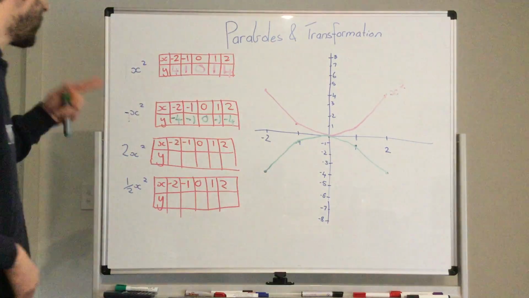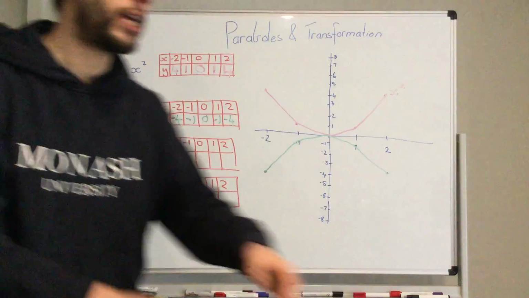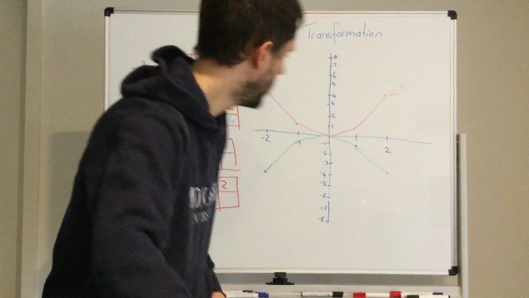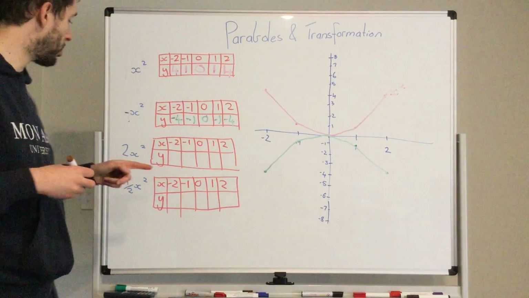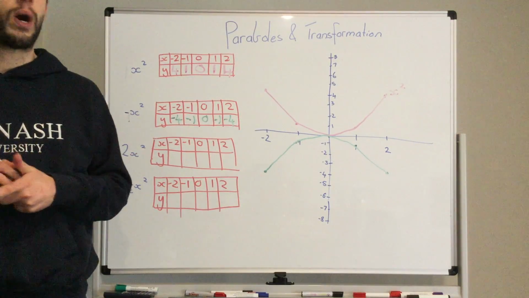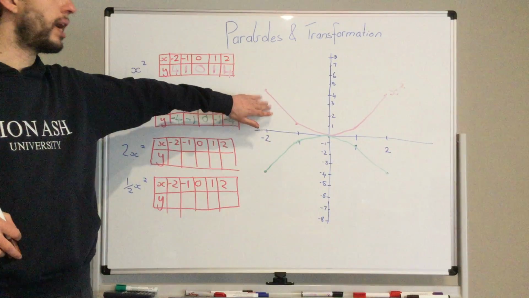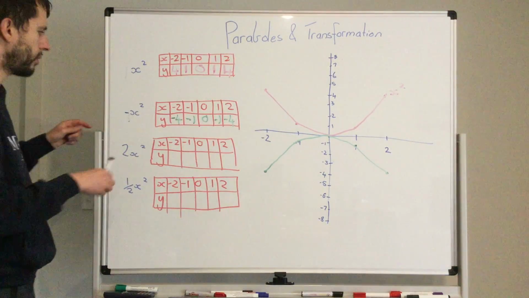Let's have a look at our next equation. I'll change colours. So we have 2x squared. Let's see what that, when A is a positive, but it's also changed to 2 instead of 1. Let's see what happens to our parabola.